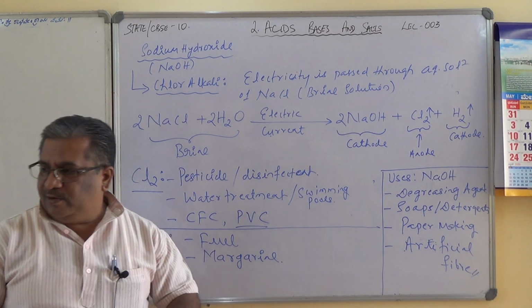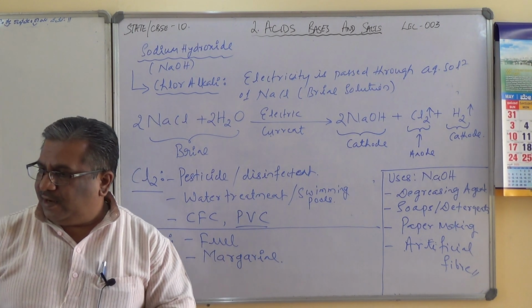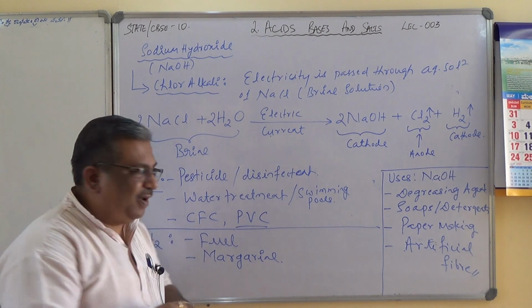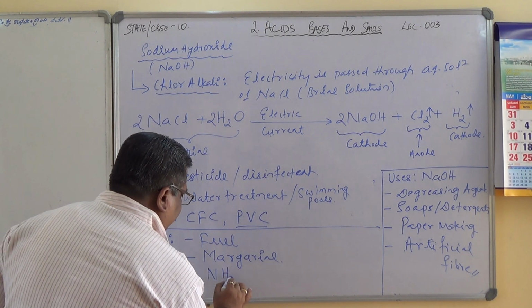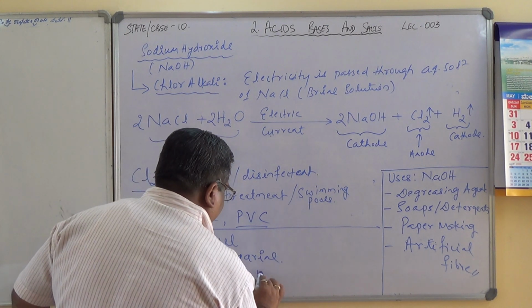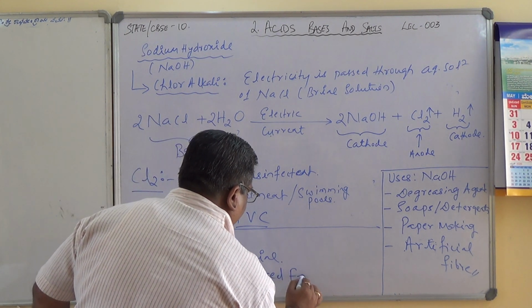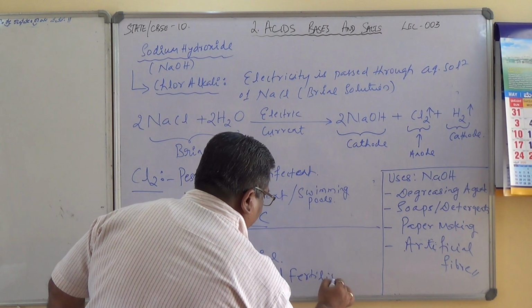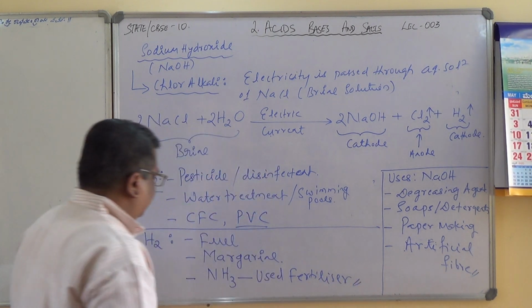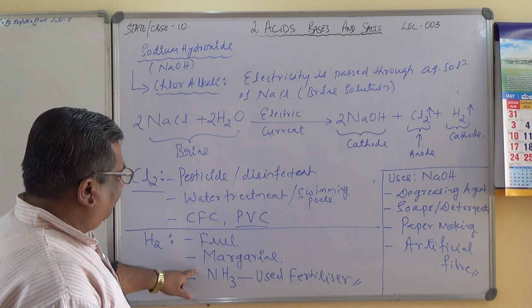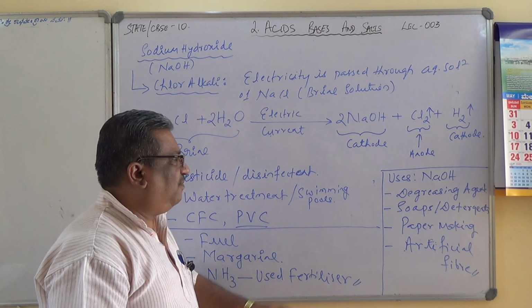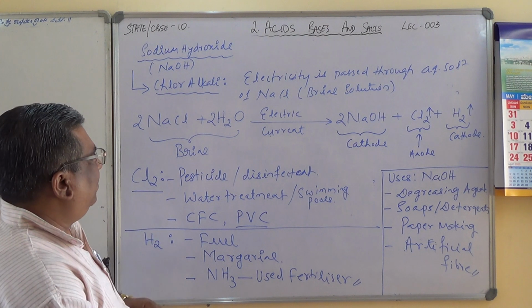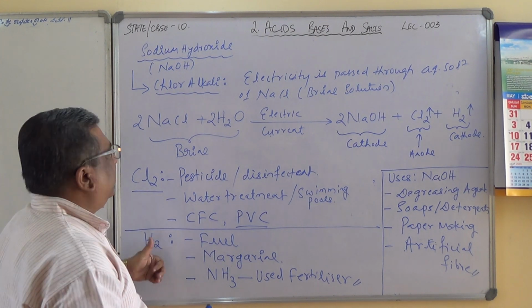This hydrogen is also used in the manufacturing of ammonia, NH3, which is basically used as a fertilizer. Okay, so these are the applications of hydrogen: fuel, manufacturing of margarine, and manufacturing of NH3, which is used as a fertilizer. So these are the applications of sodium hydroxide, chlorine and hydrogen.